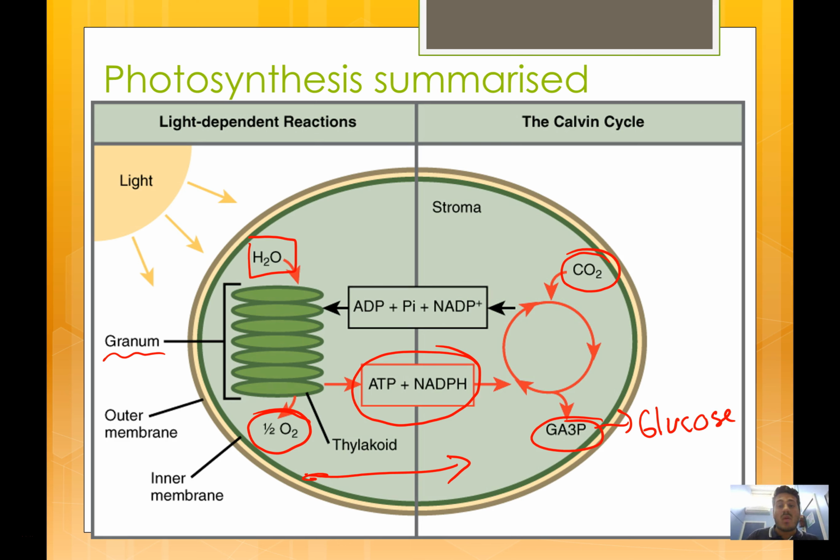This process, by the way, unloads those coenzymes, so we have to take the NADP and the NADP back to the light-dependent reactions so they can get loaded back up.